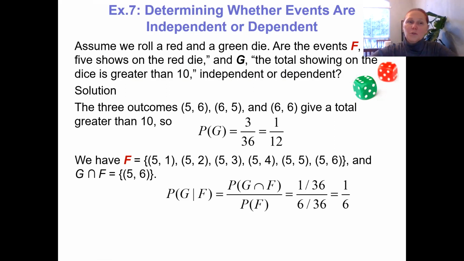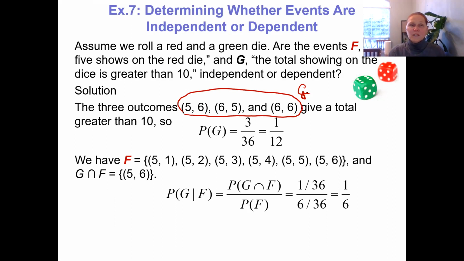So G is that the total showing is greater than 10. We have actually 3 outcomes in the event G: 5 and 6, 6 and 5, and 6 and 6. Then the total is 11 or 12, greater than 10. The probability will be 3 divided by the number of outcomes in the sample space, 36, or simplified, 1/12.